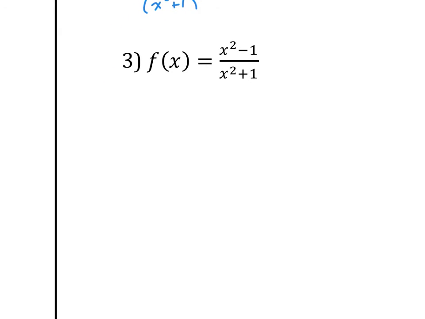Number 3, let's go ahead and have you pause the video and give this a try. Remember, it's low d high minus high d low all over low squared.